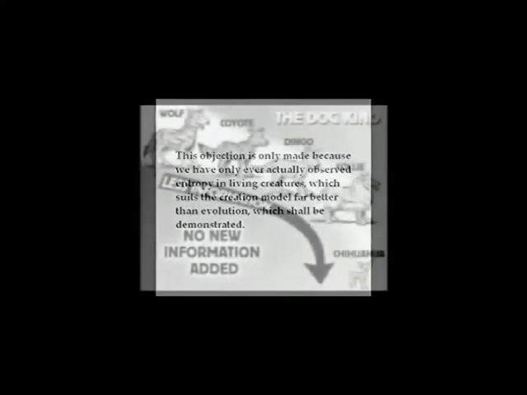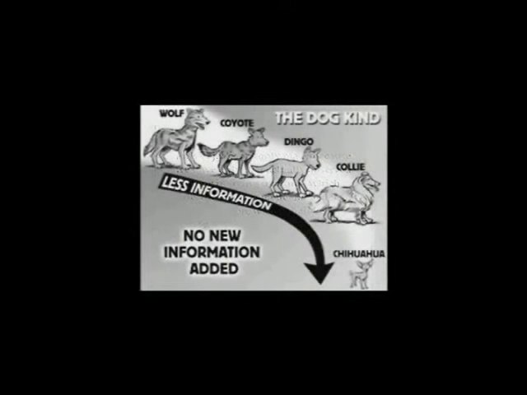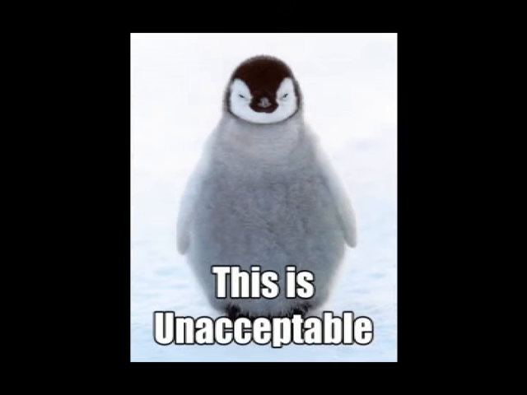This would explain why humans no longer have room for their wisdom teeth, and why the human appendix is not essential anymore. The only objection to this claim that evolution theory would propose is that evolution does not always increase the genetic complexity and traits of an organism, but rather sometimes decreases them as well. This objection is only made because we have only ever actually observed entropy in living creatures, which suits the creation model far better than evolution, which shall be demonstrated.